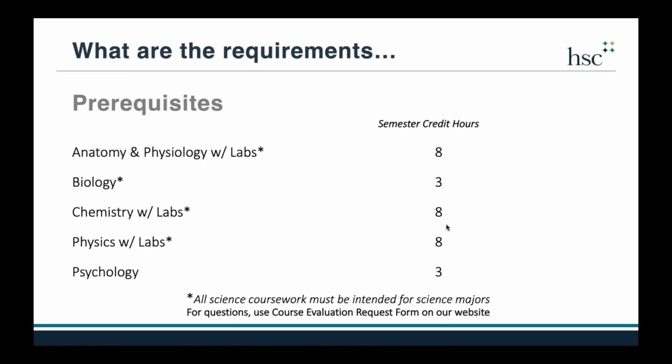So the courses that we're going to look for, when we're talking about the required hours, we're always talking about semester credit hours. If you've attended an institution that used a quarter-hour system, you'll just need to convert those hours to semester credit hours to make sure that you've had the minimum amount of content. So we're going to look for anatomy and physiology with labs at 8 hours, biology coursework at 3 hours, chemistry with lab at 8 hours, physics with labs at 8 hours, and then at least 3 hours of psychology coursework.